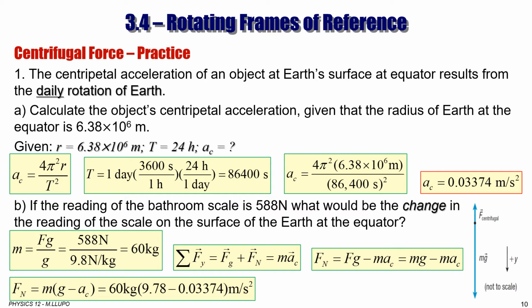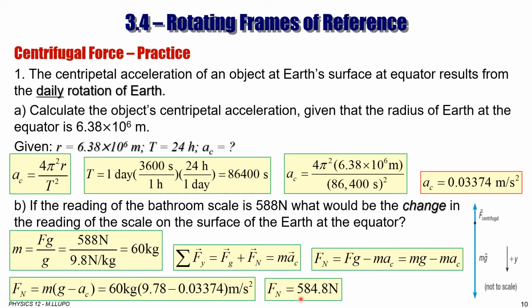g at the equator level, at the surface of the Earth at equator, is not 9.8, by the way. It is less. It's 9.78. You can see that in the table. So it's 9.78 minus 0.03374. And if you do that calculation, you'll get 584.8. Remember that your weight was 588 Newton.